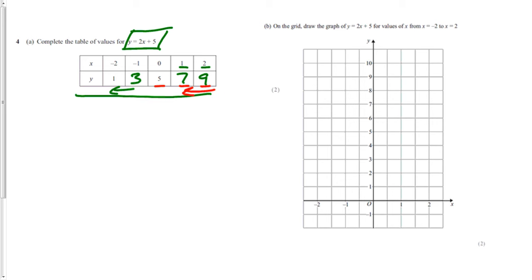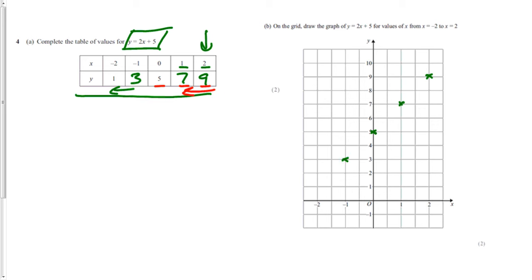What you then do is you plot these points. So the first point is 2, 9. So you go across 2 and then up 9. That's going to be that point there. Then 1, 7. 0, 5.